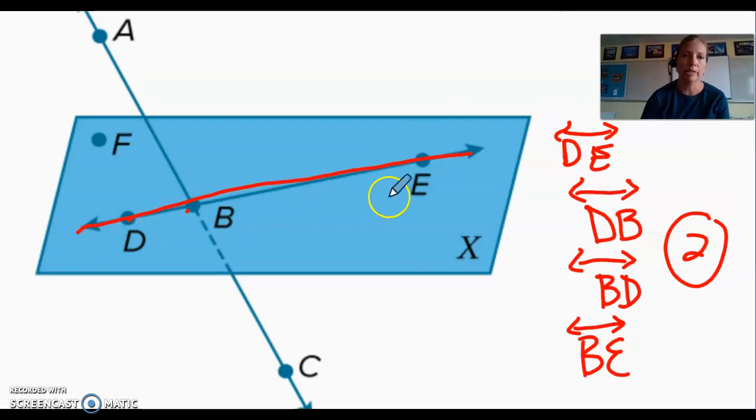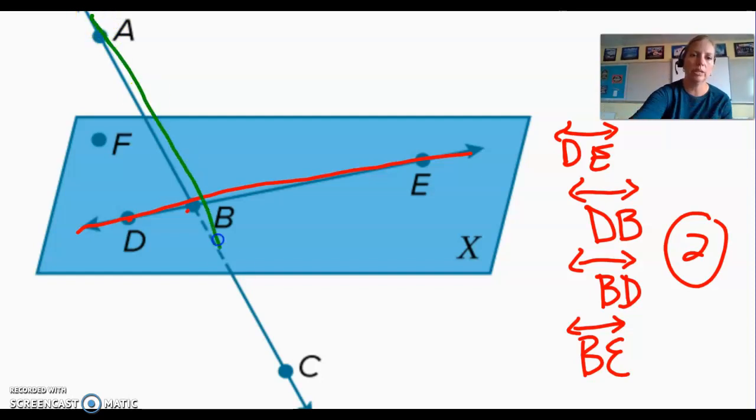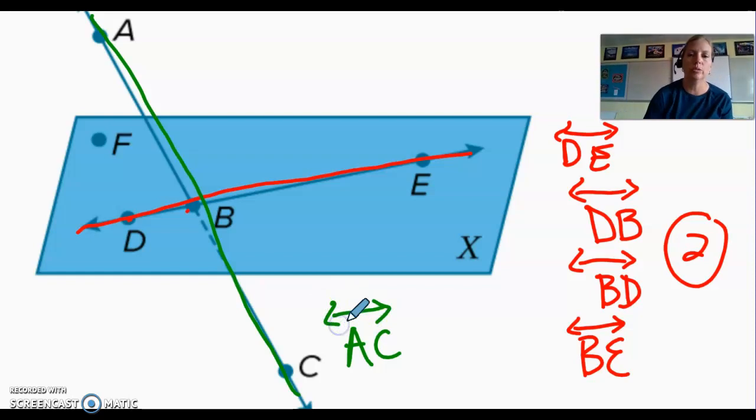So this red line right here. We also have this line right here that we could name. All right, so we could name that line AB or BC or CB or CA. Again, you do not name it with 3 of the letters, only 2 of the letters. Okay, and you do put the little arrows on the ends of the symbols there.